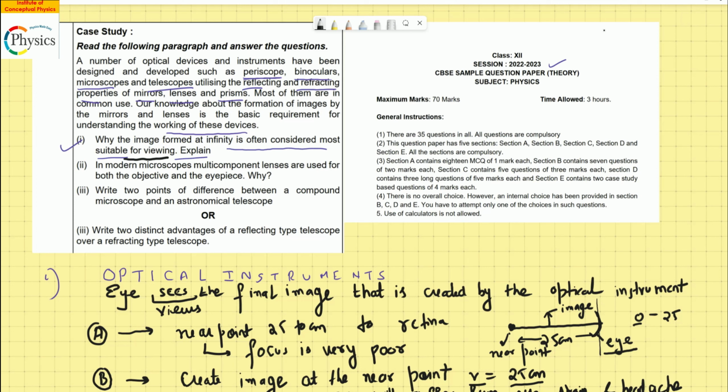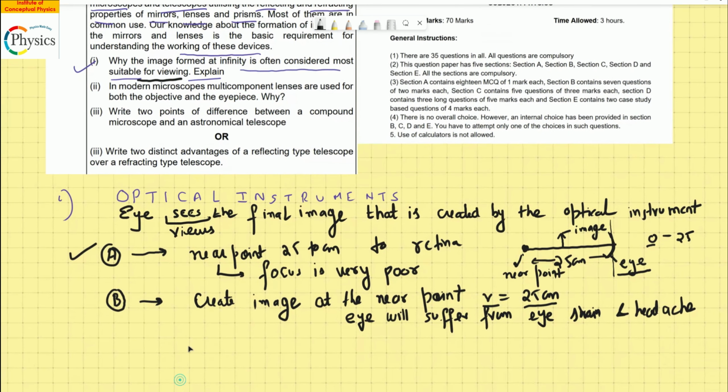So even at the near point, though the focus is good, okay, at the near point the focus will be good. In the first situation, focus was very bad. Strain was also there. So what you do, you get the image created at the near point. The focus is good, but the eye will still have a lot of strain. You will feel a lot of strain. And this could be for telescope, microscope, everything.